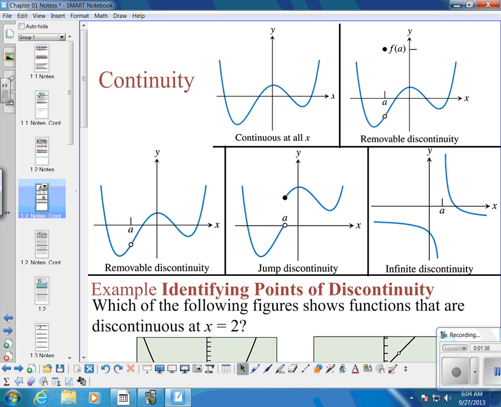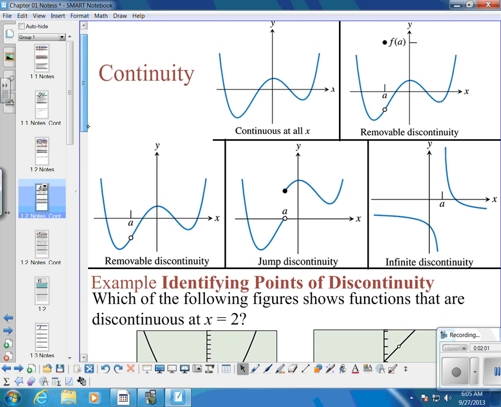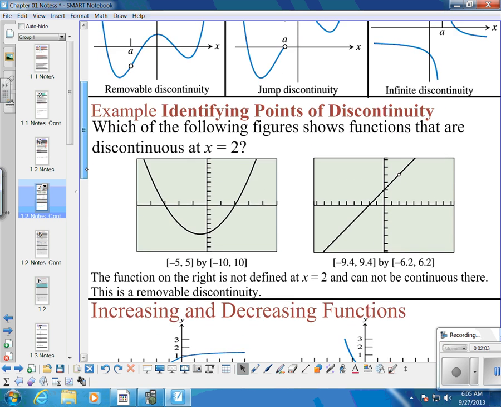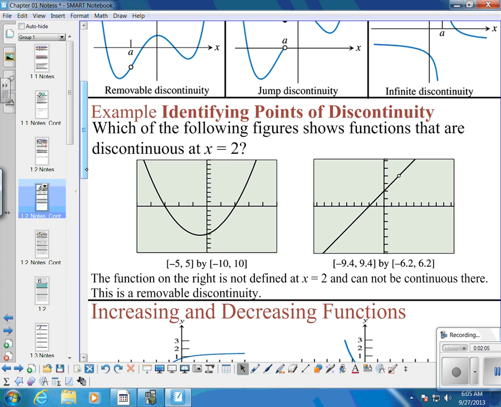Talked about continuity. What you'll see in your textbook is it'll ask you if there are any removable or non-removable discontinuities. Basically, what I want you to tell me is, is it continuous, or does it have removable, jump, or infinite discontinuity? That's how I would like you to answer your questions. So when it says non-removable discontinuity, it's talking about either jump or infinite.